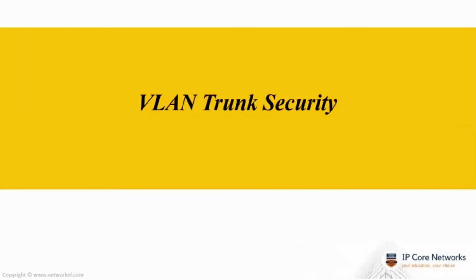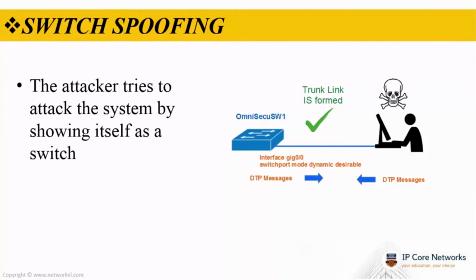In our next section, we are going to talk about VLAN trunk security. The first attack is switch spoofing. In this attack, the attacker tries to attack the system by showing itself as a switch.